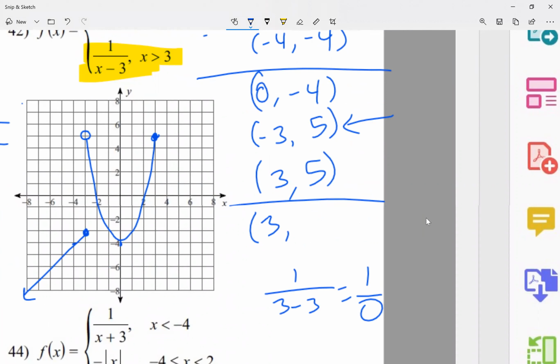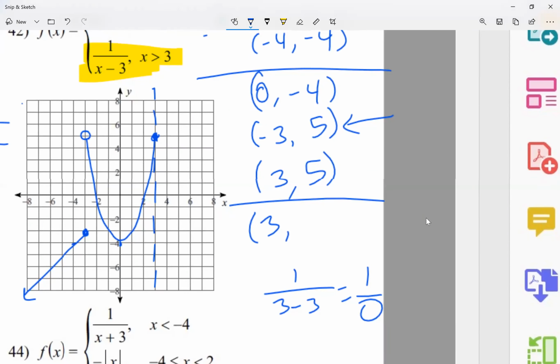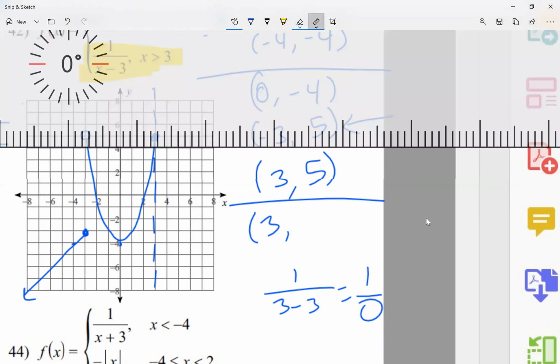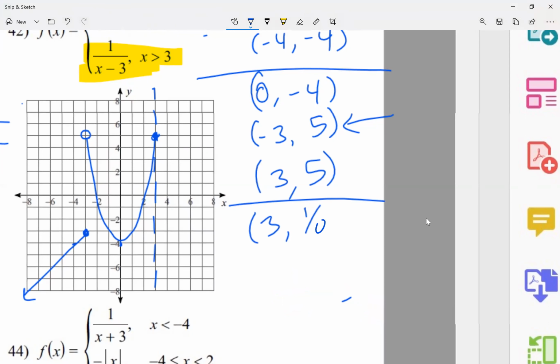1 over 0 is undefined. That means it doesn't exist, right? So I'm going to draw at the x equals 3 a little dotted line. Because that means I cannot draw anything there, right? 1 over 0 is undefined. Let me erase that. That doesn't exist, right? Use a calculator, type it in. 1 divided by 0, you're going to see that it doesn't exist.